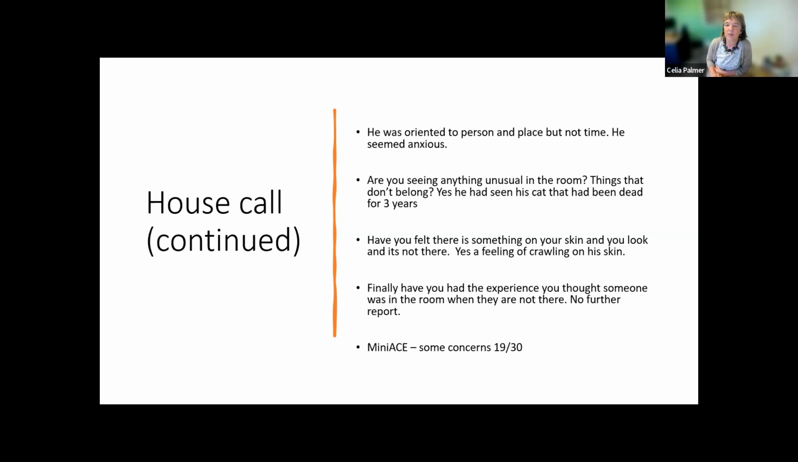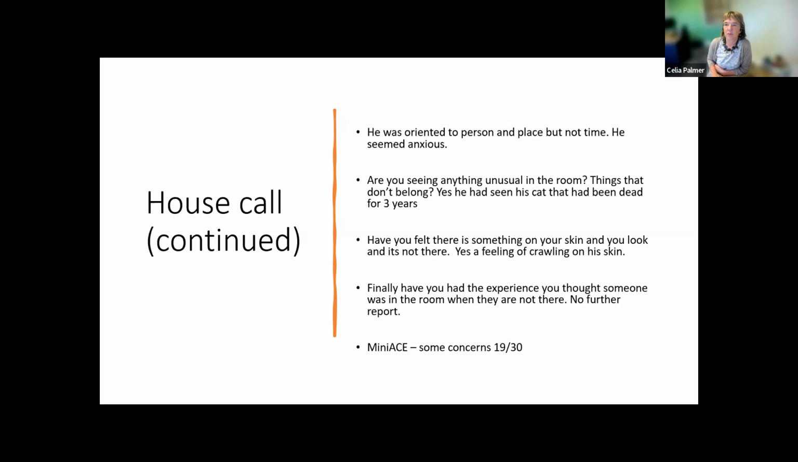The other question that's quite useful is whether people are feeling something on their skin, that feeling of perception, and they look and it's not there. He had feelings of crawling on his skin and didn't see anything to account for that. And finally, the third question that's quite useful is whether you think someone's in the room that's not there. So now we're trying to get at any visual hallucinations, but he didn't have any of those. He'd had the first 2, but not the third.